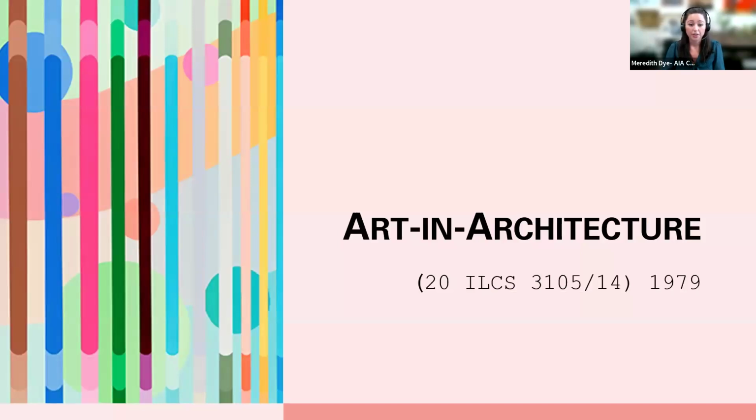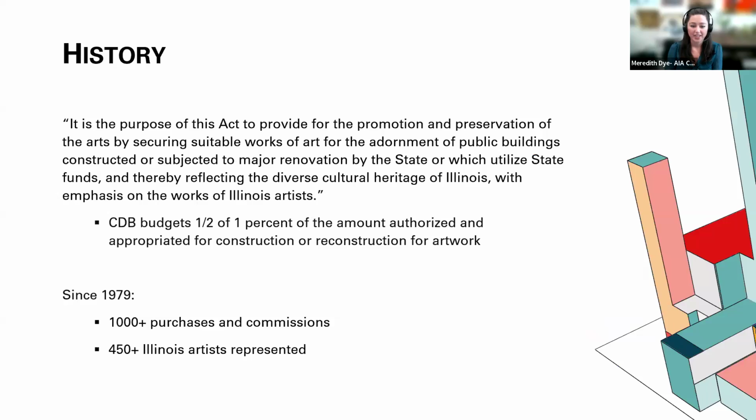The Art and Architecture program is Section 14 of the CDB Act. The program began in 1979. So we are in legislation. The money should always be there, hopefully, for artwork. It is the purpose of this act to provide the promotion and preservation of the arts by securing suitable works of art for the adornment of public buildings constructed or subjected to major renovation by the state or which utilize state funds, and thereby reflecting the diverse cultural heritage of Illinois, with emphasis on Illinois artists.